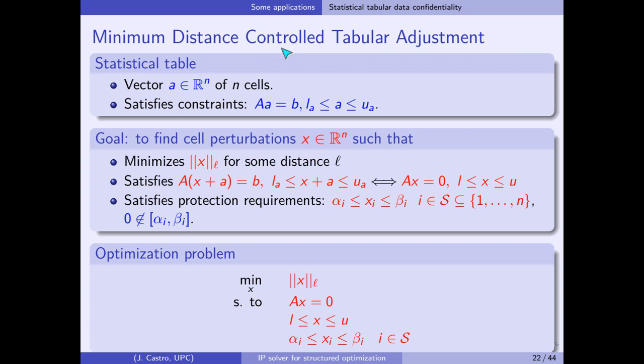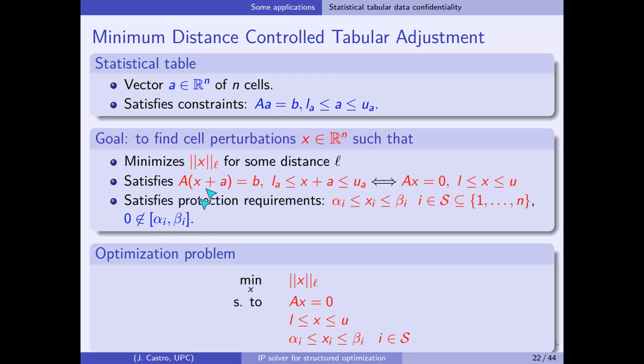The idea of controlled tabular adjustment is the following. Consider that these constraints, A equal to B, are the constraints that model a two-dimensional table like the previous one I explained. A will be the cells in this two-dimensional table. You publish this table where A equal to B are the constraints of the table. These constraints usually mean that the sum by rows of the table is equal to the total, the total number of people with this profession, or if you sum by columns, you get the total number of persons in each city.